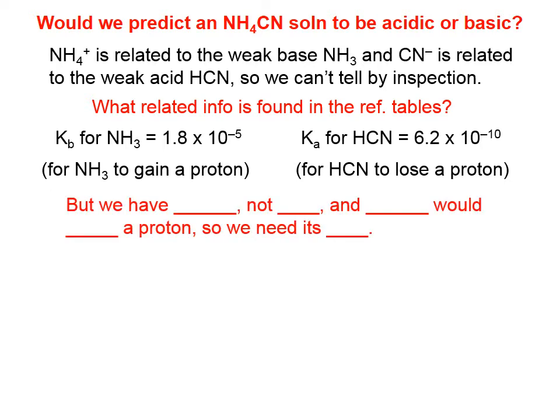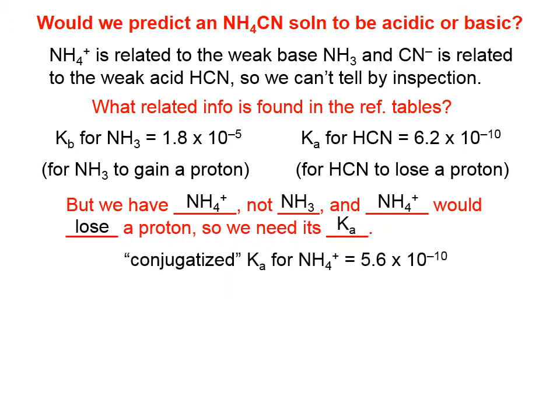But we have NH4+, not NH3. And NH4+ would tend to lose a proton. And so we need its Ka, which is not in the tables. So we need to calculate it.